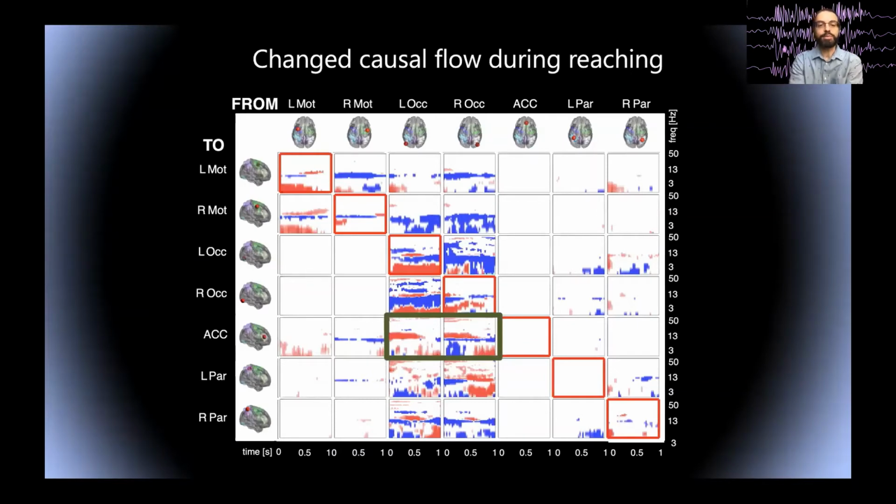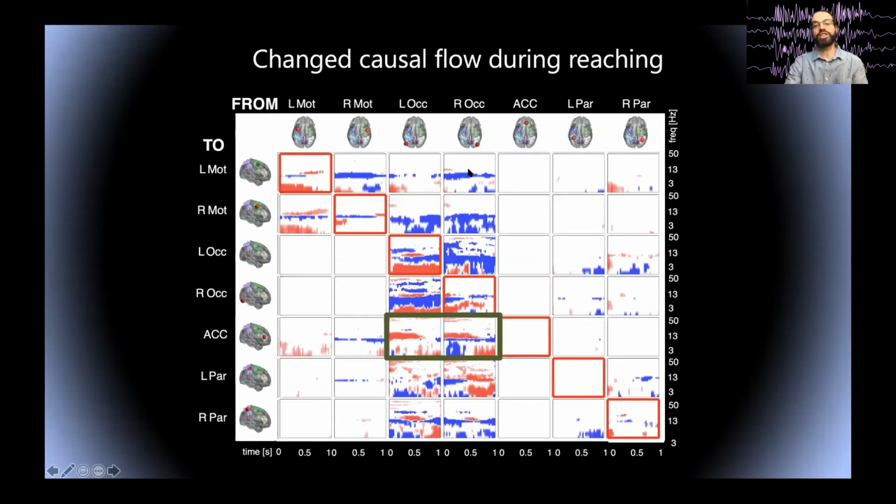So this is a complex plot, but here you can see different brain areas. So left motor area, right motor, left occipital, right occipital, ACC, midline cingulate, left parietal, right parietal. So it has like 6 different brain areas. And then pairwise connectivity between these brain areas. And we see the pairwise connectivity in the time frequency domain. So on this axis, you have frequencies. On this axis, you have time.